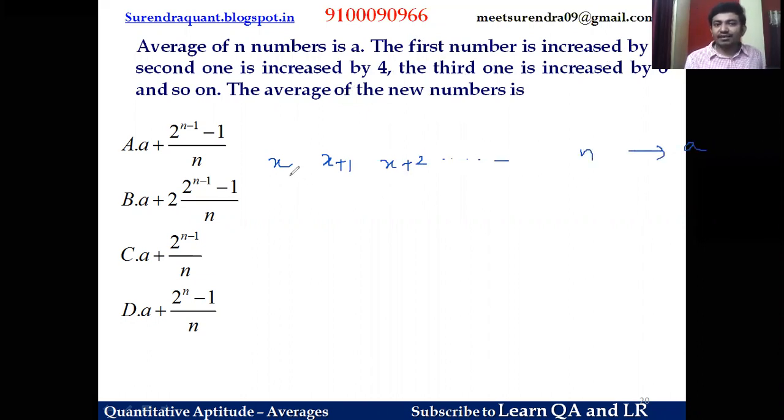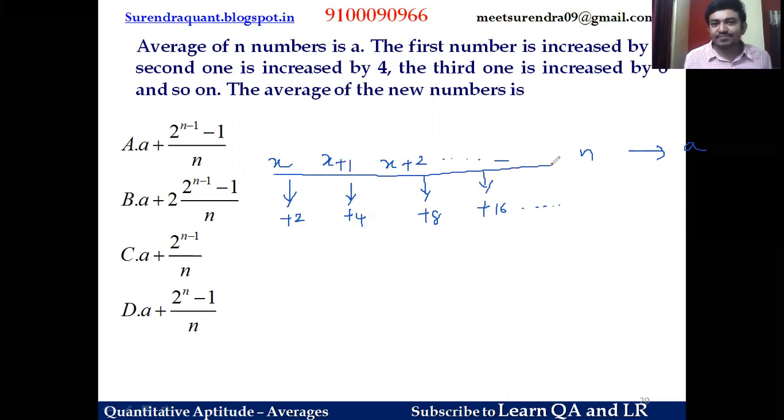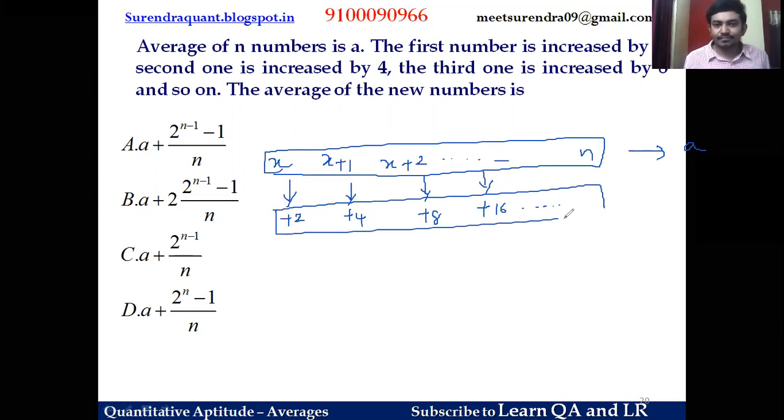But friends, here the first number is increased by 2, the second number is increased by 4, the third number is increased by 8, then the fourth number by 16, and so on. So simply what you can take is x plus 1, x plus 2, and so on as one series, and 2, 4, 8, 16 as another series, right? This is a sequence, right? X plus 1, x plus 2, and so on are numbers.